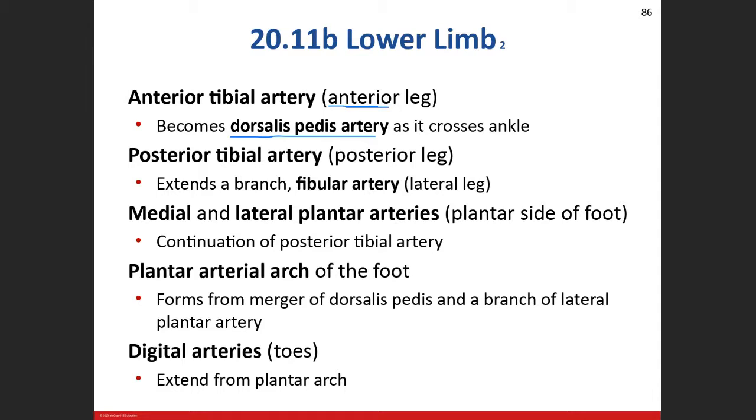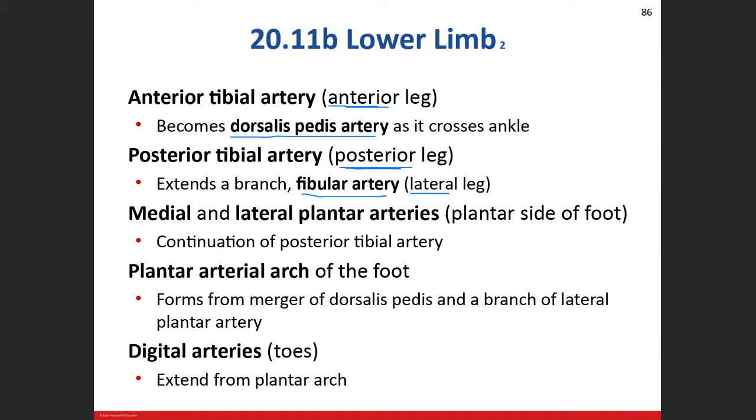All right, so as soon as the anterior tibial artery crosses the ankle, we refer to it as the dorsalis pedis artery. Now, our posterior tibial artery, again, is going to supply the back of the calf, the leg, okay? And it gives off the fibular artery, and that's going to be the lateral portion of your leg. Think of the fibular bone, the fibula. That's on the lateral portion of your leg. So the fibular artery will also be there.